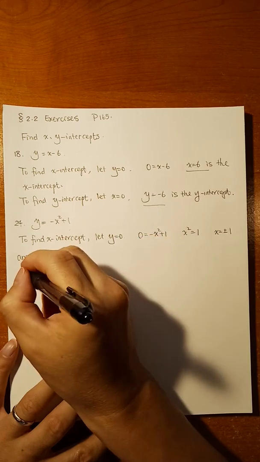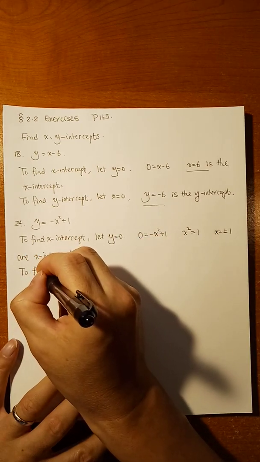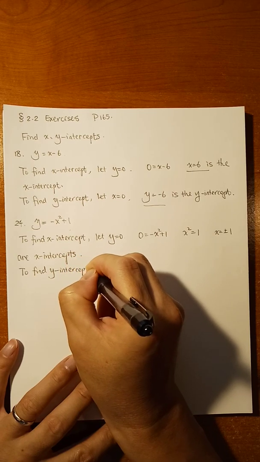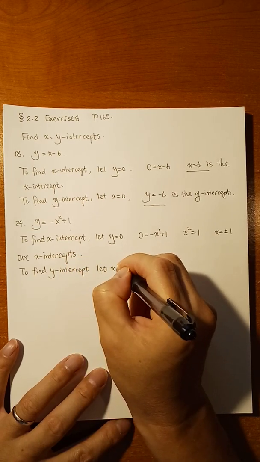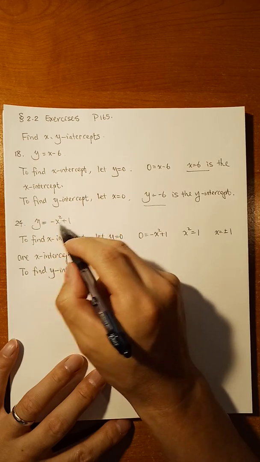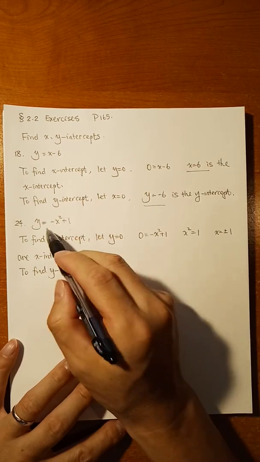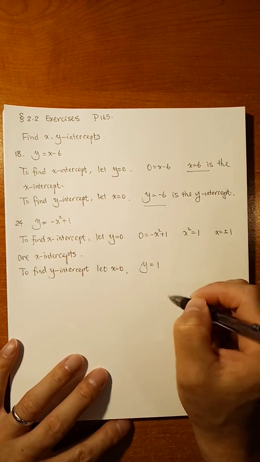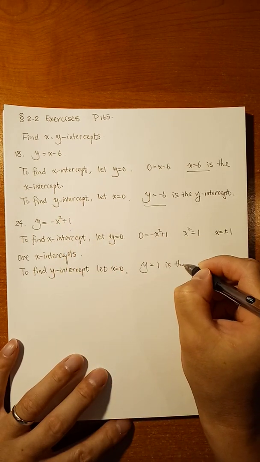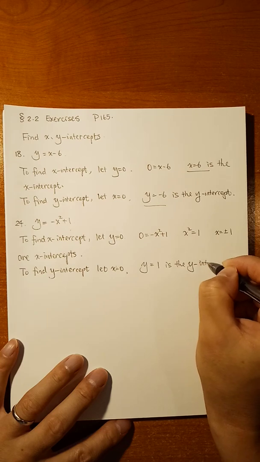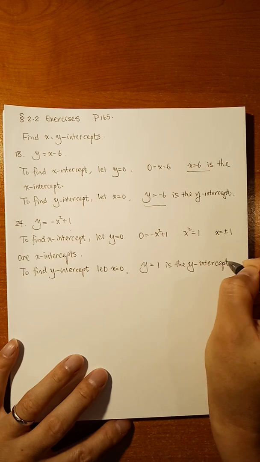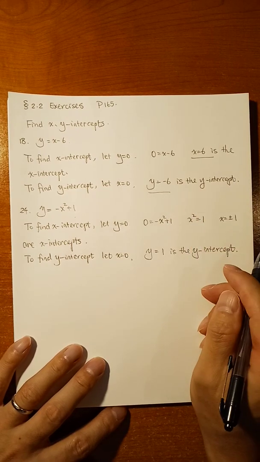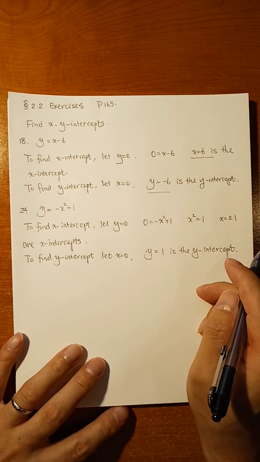x-intercepts. Okay, to find the y-intercept, let x be 0. X is 0, in the original equation. So you get y equal to negative 0 squared plus 1 equal to 1. Is the y-intercept. Okay, so that's a way to find x or y-intercept.